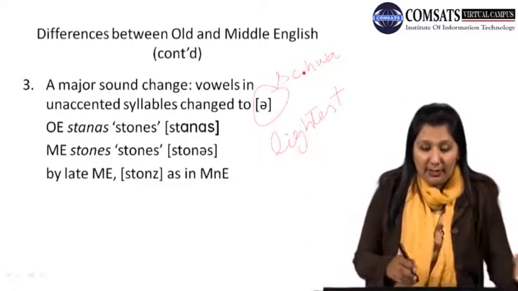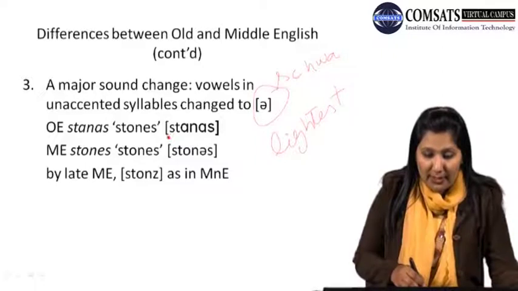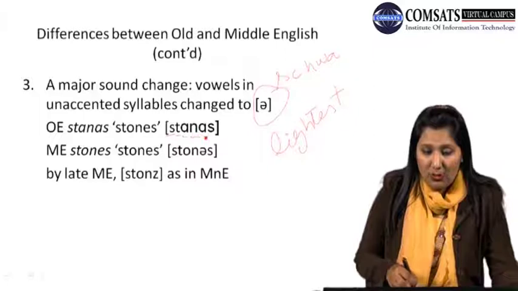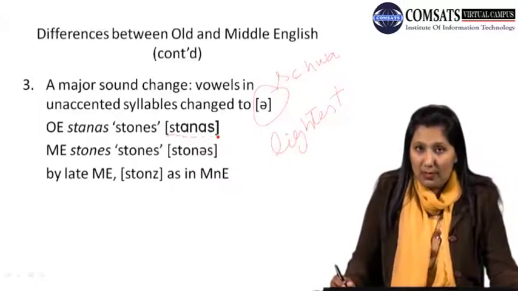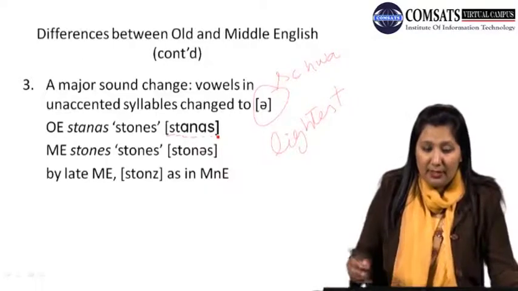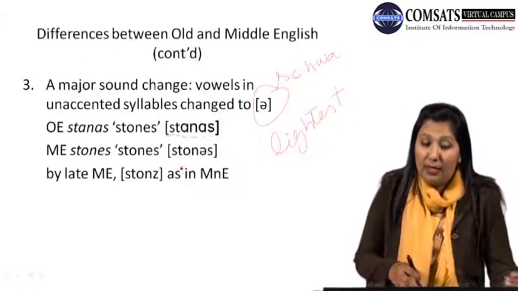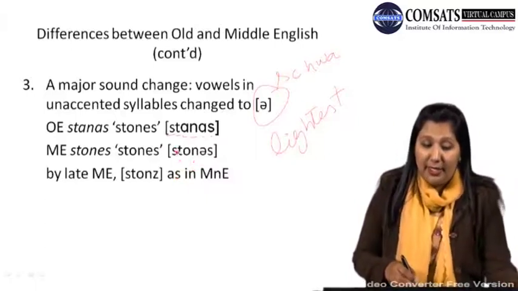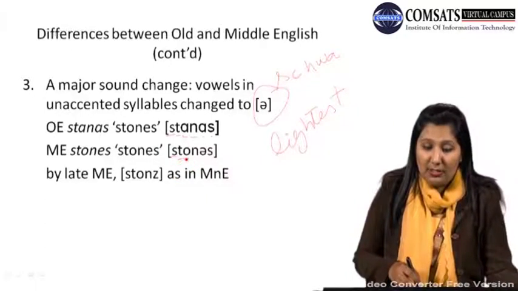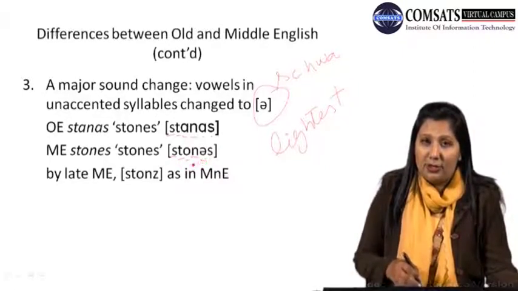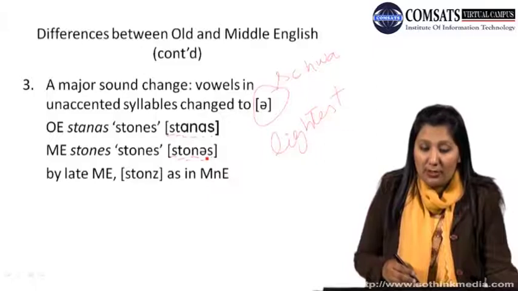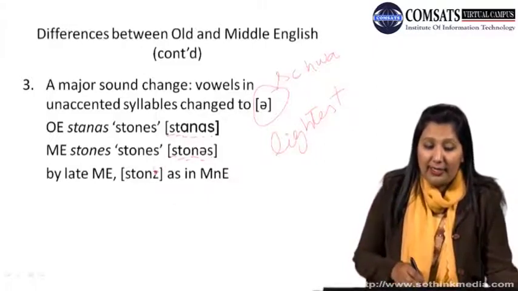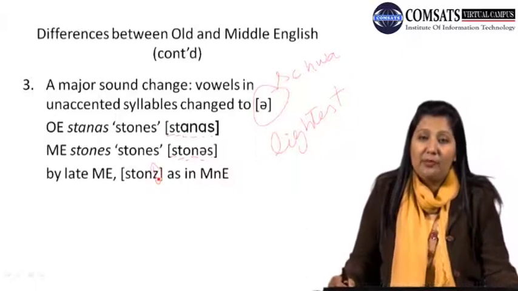So look at the sounds that are given in the Old English period. It's s, t, o, n, o, s. What does it make? Stones. Whereas in the Middle English period, it became s, t, o, n, stone, stones. It became stones. By the late Middle English period, the last s sound became z.